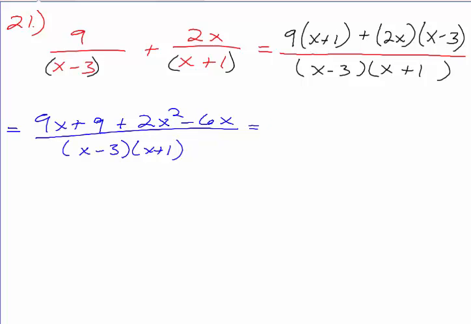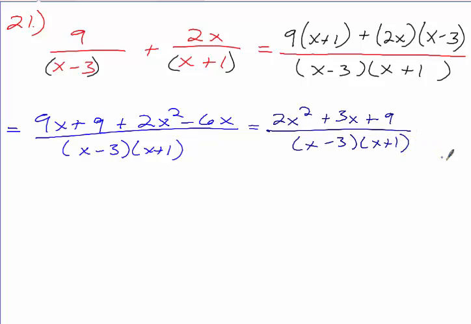Okay, so now combine your like terms. So I'm going to get 2x squared plus 3x plus 9 all over x minus 3 times x plus 1. All right, so can I factor anything out of the numerator? No, I have a 2, a 3, and a 9, right? So what am I going to have to use to factor this? The root.